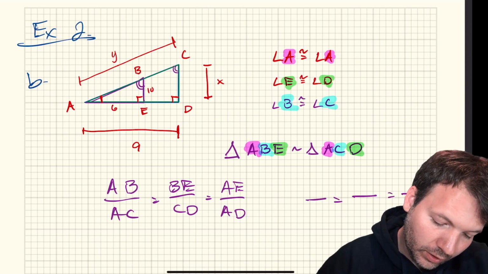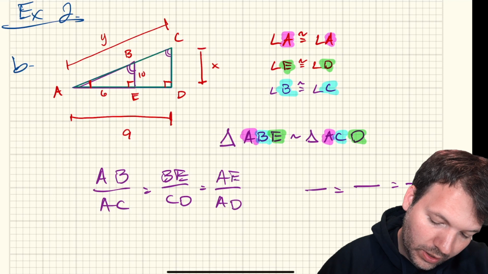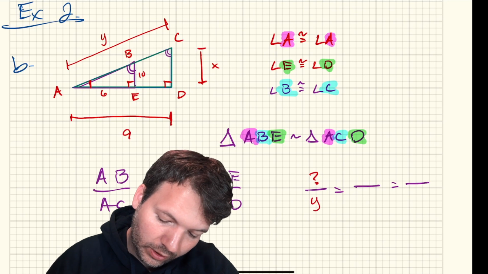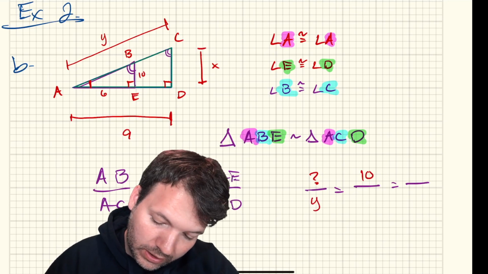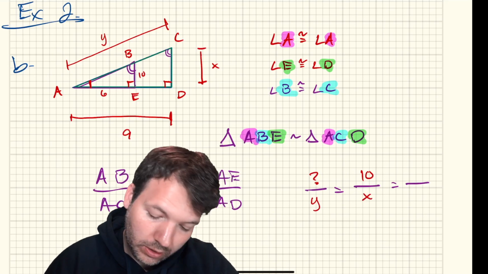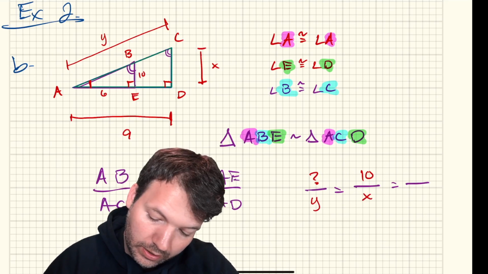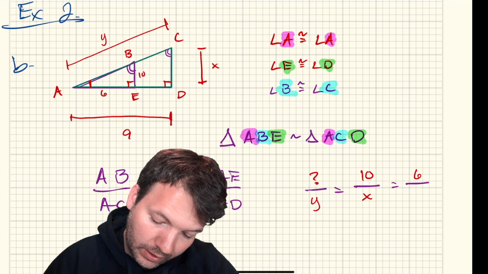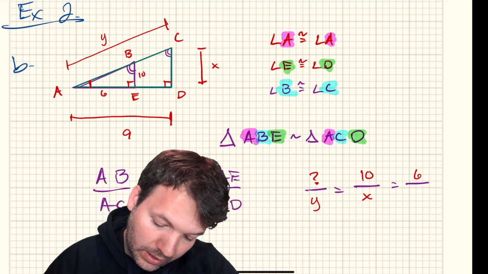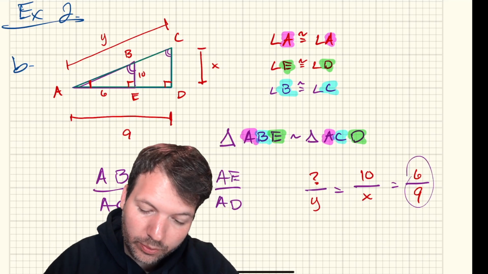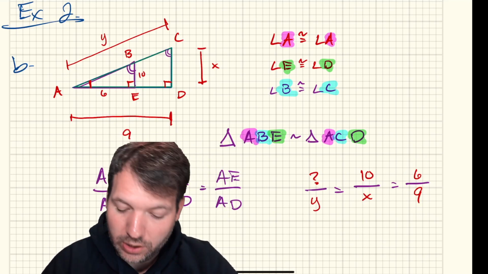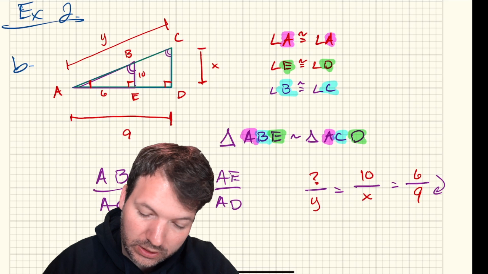As I start to fill in what I already know, AB is an unknown. It doesn't have a variable, so let's just give it a question mark. AC, they're calling Y. BE is 10. CD, they called X. And then AE is 6. And AD is 9. And that's the key. We need some proportion along the way that we actually know. We're going from 6 to 9.